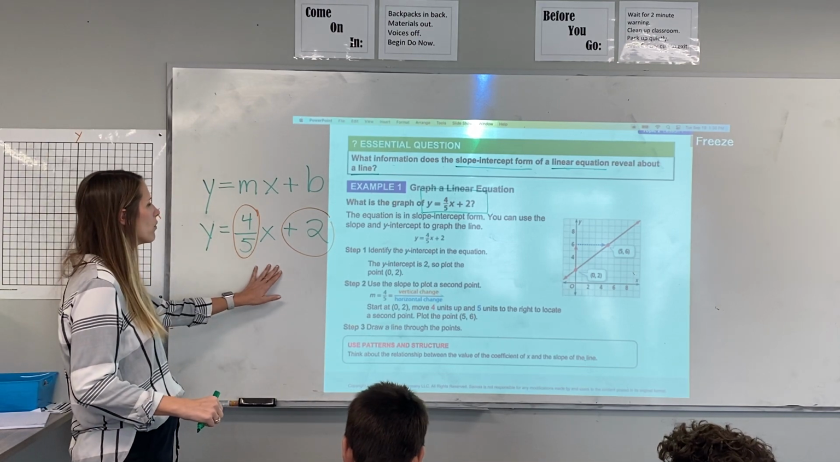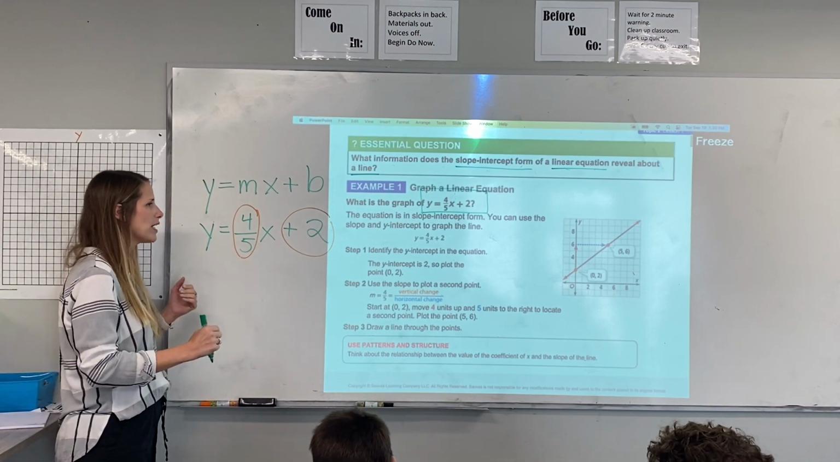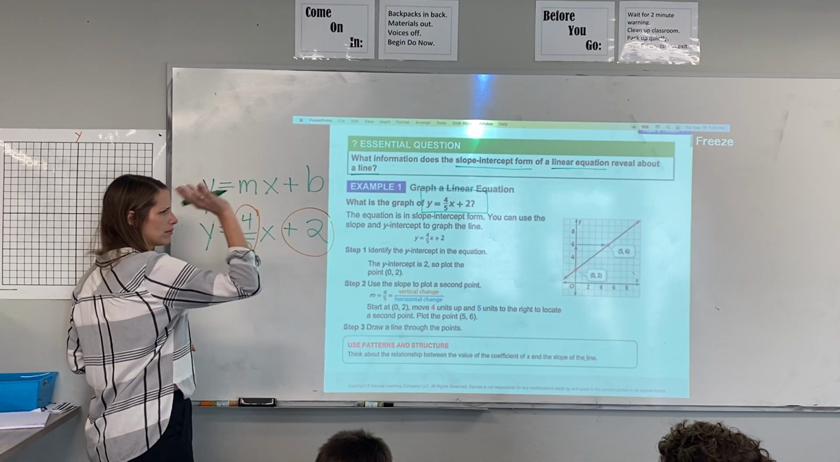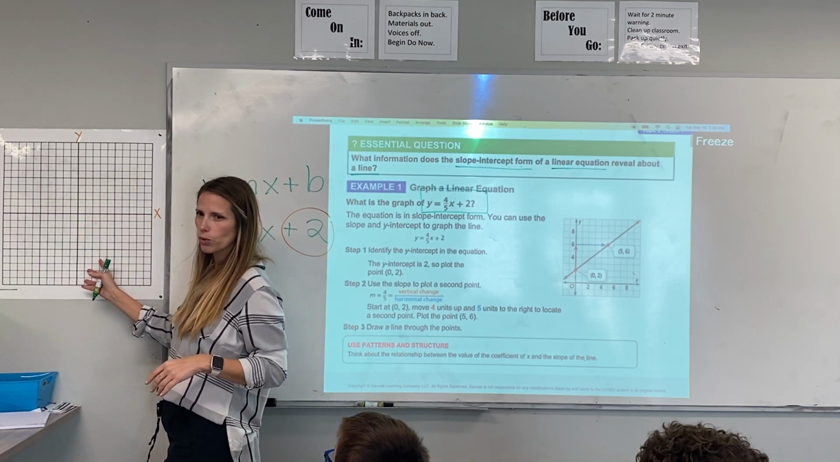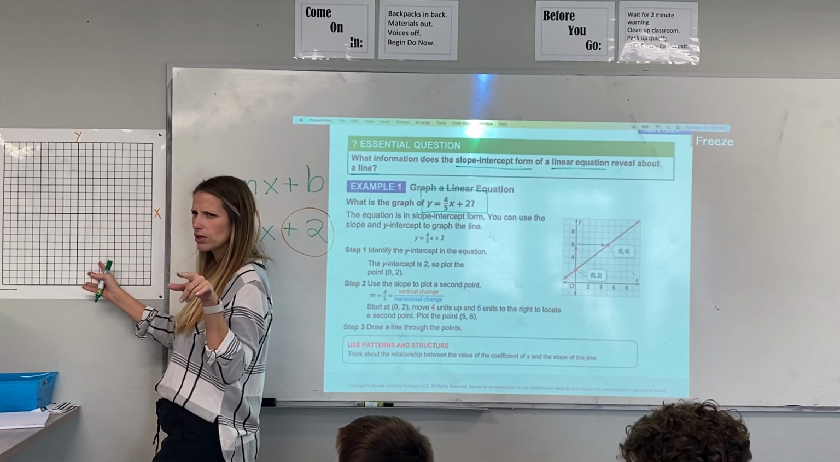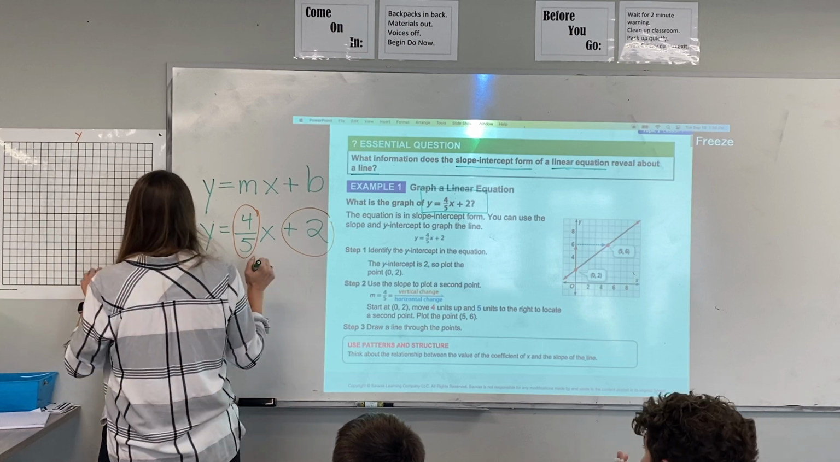All right, so we have our slope and our y-intercept. I'm not even going to worry about that graph over here. I'm going to do it on my fancy whiteboard coordinate plane. Is that important right now? Just the cutting and stuff? Okay, I just saw a lot of cutting back there.